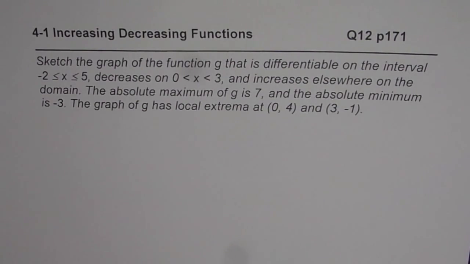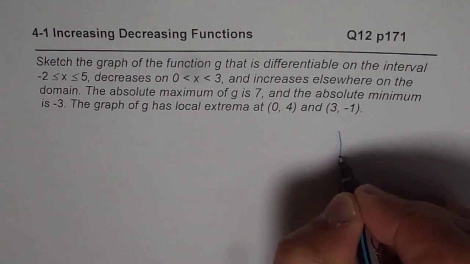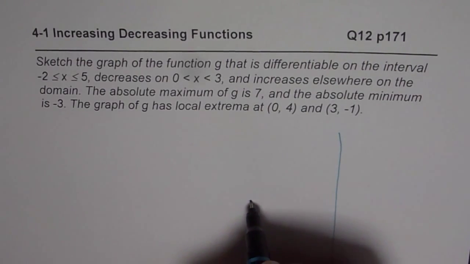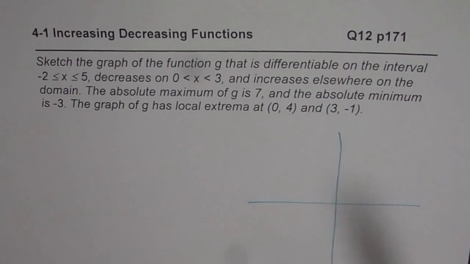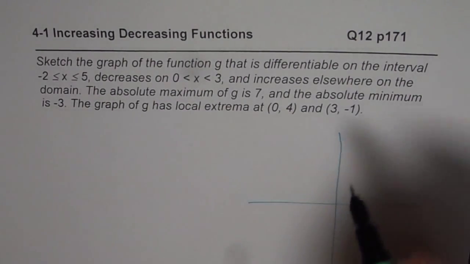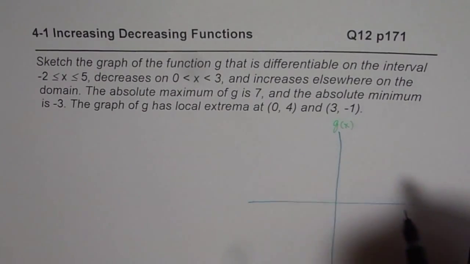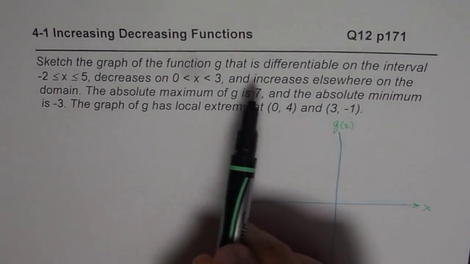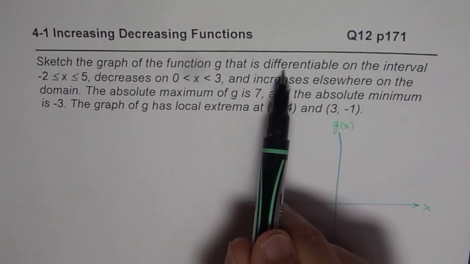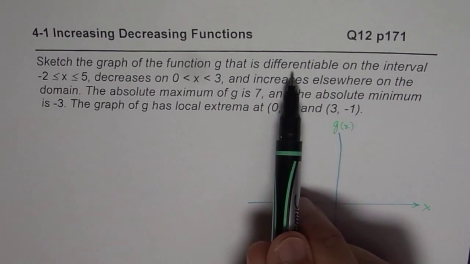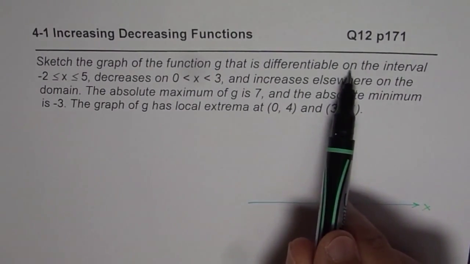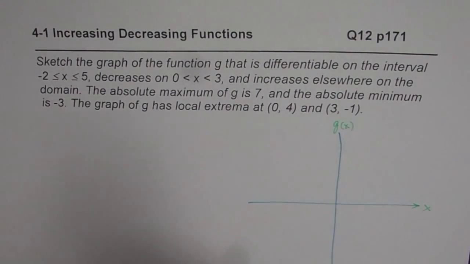Now to begin with, let us make a rough outline of the graph. So what we have here is a coordinate axis, and let's read the question once again. As we read, we'll form some guidelines. I'll use a light color to show you the guidelines, and then we are going to sketch the function. Sketch the graph of the function g, where x is our independent variable. Differentiable means continuous, without any cusp or corner, on the interval -2 to 5.